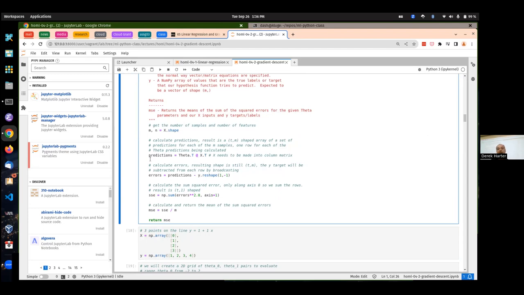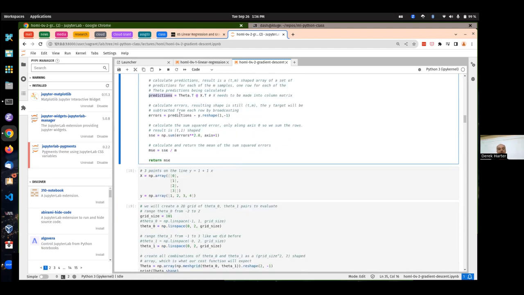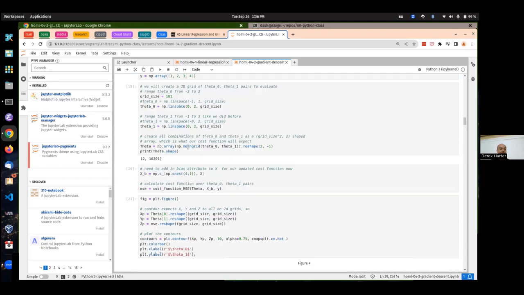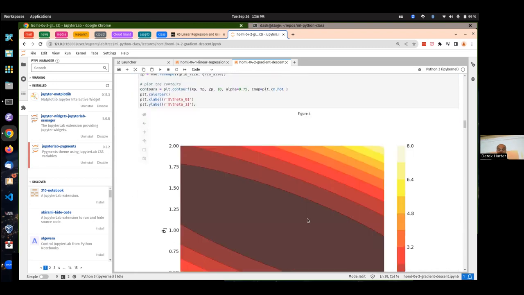The code almost doesn't change. So we can calculate the predictions, and then from that, get the errors or residuals, do the square of those to get the root mean squared error here. And that's what we're doing.